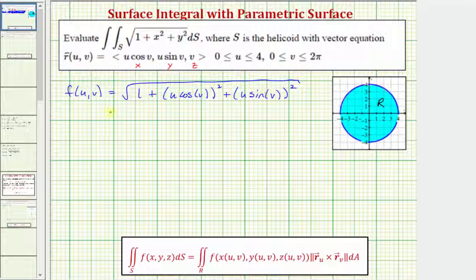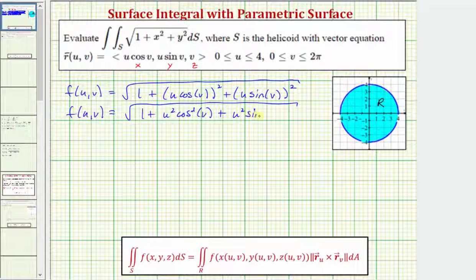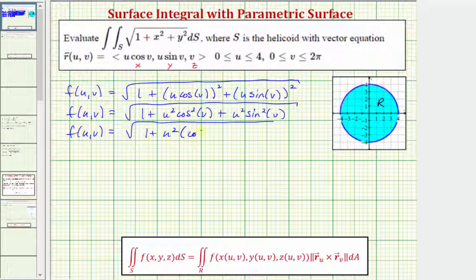Let's go ahead and simplify. We'd have 1 plus u squared cosine squared v plus u squared sine squared v. But notice how here if we factor out u squared, we'd have f of u comma v equals the square root of the quantity 1 plus u squared times cosine squared v plus sine squared v. So f of u comma v is just the square root of the quantity 1 plus u squared.